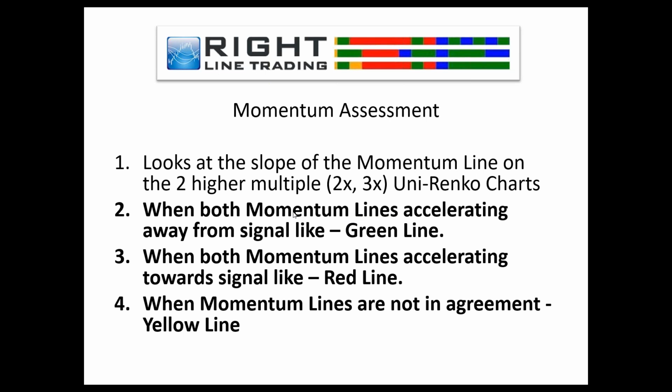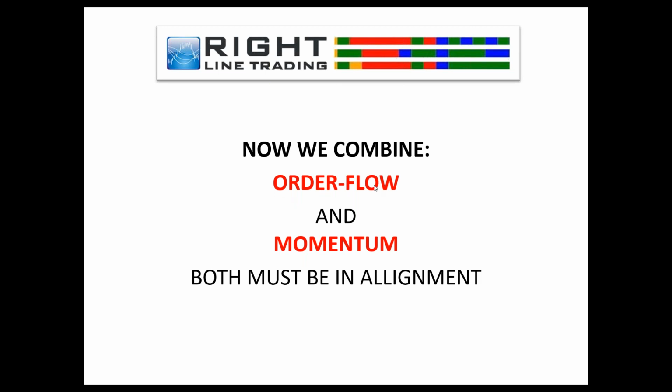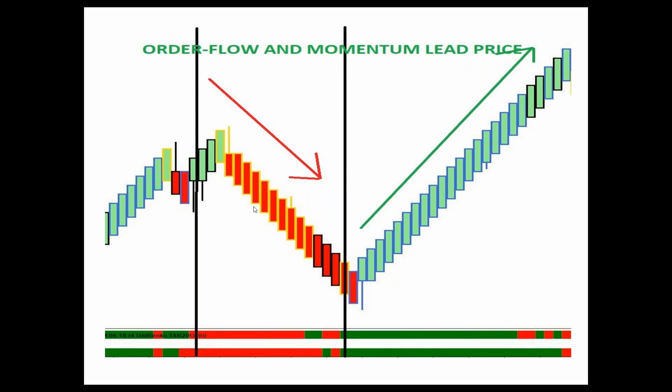But when both MACD lines are accelerating away from the signal line on the higher multiple time frames, momentum is green. And when both MACD lines are accelerating towards the signal line, the momentum assessment is red. And when the momentum lines are not in agreement, you're going to get a yellow. So now you have two lines, order flow and momentum, and they both must be in alignment for you to take a trade. And now we're creating more precision with our trading.